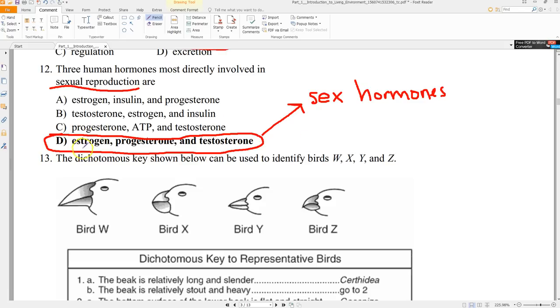But you need to remember that estrogen is a female sex hormone. Progesterone, female sex hormone. Testosterone, male sex hormone. Estrogen and progesterone levels change and fluctuate, which is why women get a menstrual cycle. Testosterone is how males can make sperm in their testes. These are the three sex hormones that you should know.